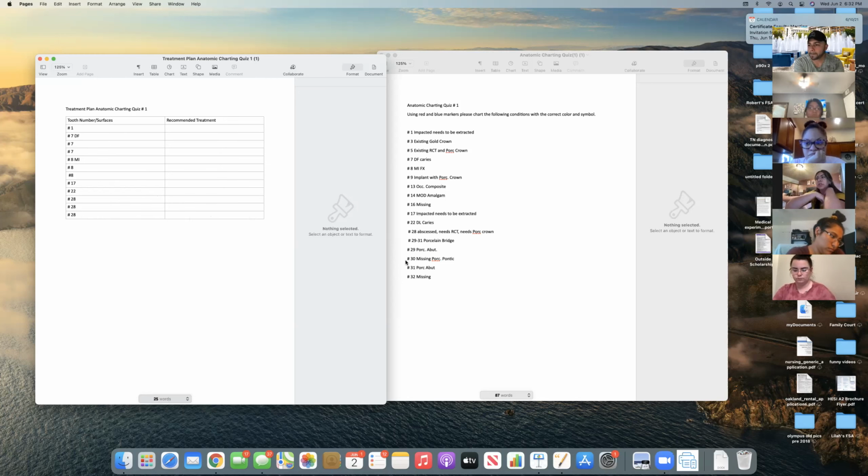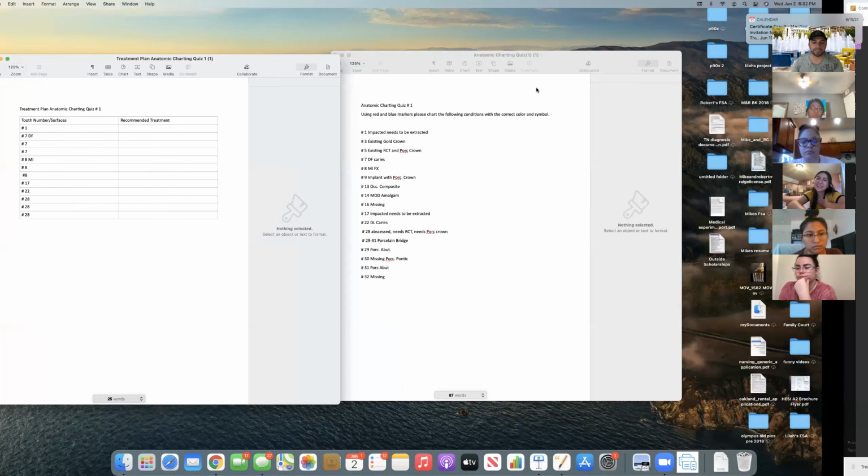I have a question. Uh-huh. How are we supposed to color the teeth? Did you want us to print it out and take a picture? Yeah, you'll need to print it out. And I realize that some people may have some issues with printers.